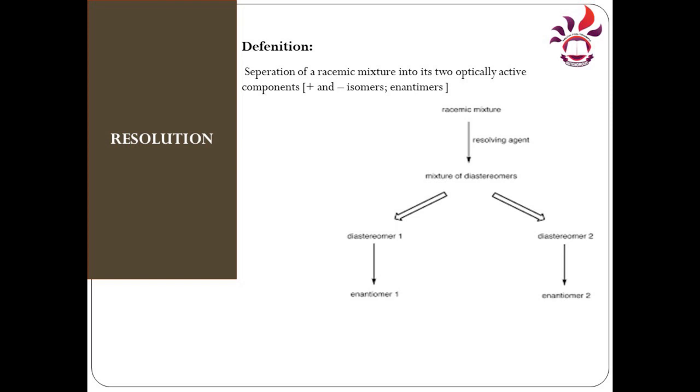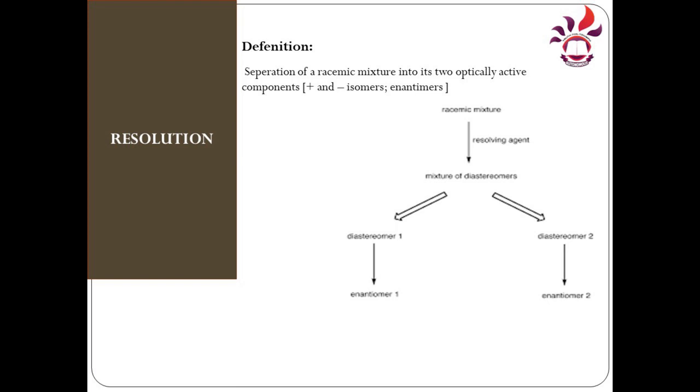Then resolution. Resolution is the process of separating a racemic mixture into optically active compounds. A resolving agent reacts with the racemic mixture, forming a mixture of diastereomers. From this, diastereomer 1 and diastereomer 2 are formed. From these, the diastereomers produce enantiomer 1 and enantiomer 2.